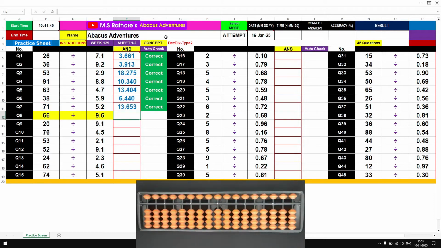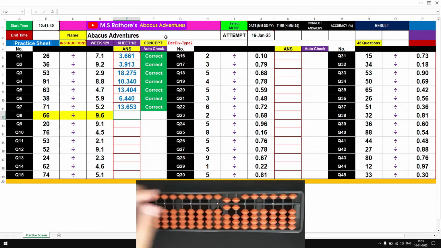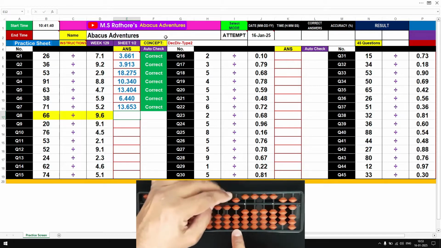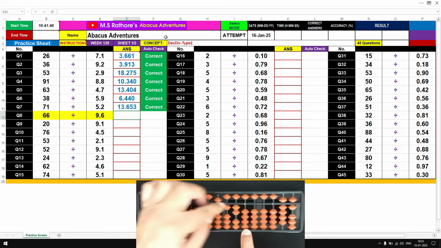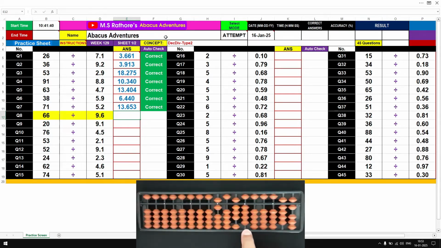Question number 8, 66 divided by 9.6. 66 has been placed, so 9.6 becomes 96 now. My finger is below 66. 9 6s are minus 54, finger shifted, 6 6s are minus 30 minus 6. New round, 84 is the value.